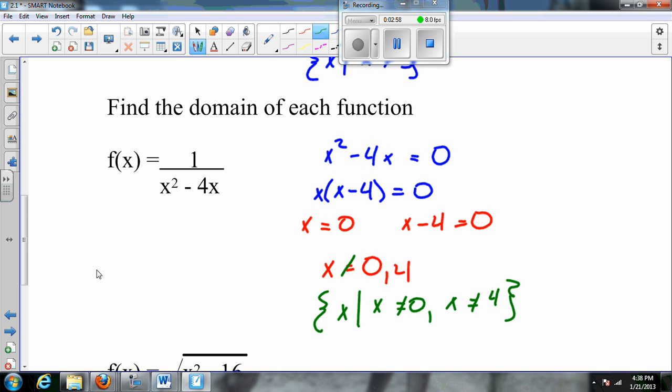We can actually write that using interval notation if you would like. We can go from negative infinity to 0, union 0 to 4, union 4 to infinity.